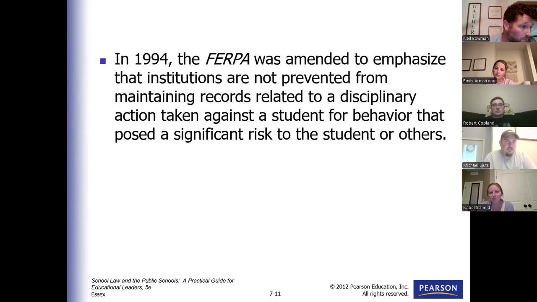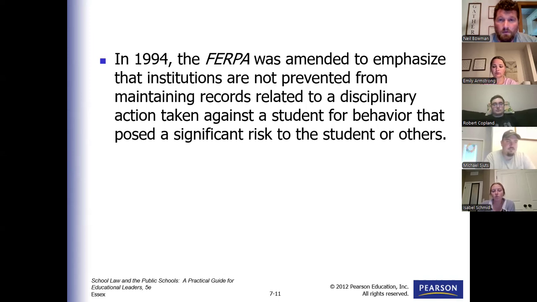In 1994, FERPA was amended to emphasize that schools are not prevented from maintaining records related to a disciplinary action taken against a student for behavior that posed a significant risk to other students or staff. This helps keep other schools where a particular student may go to have an understanding of the student that is coming into their school. A significant court case that came from this amendment happened in Ohio involving student discipline, specifically the use of corporal punishment.